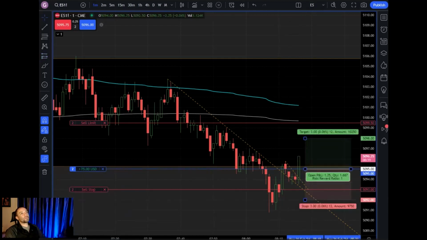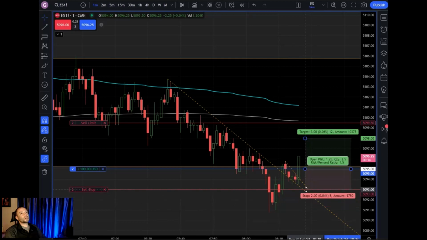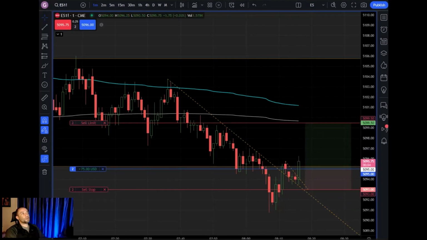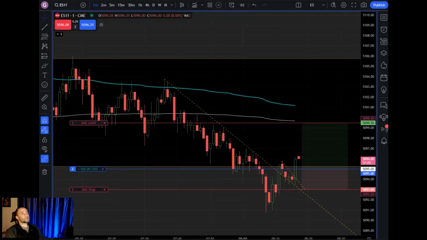So I'm risking 2 points. You'll see me use the long position tool here, risking 2 points to make 4.5. So I should be making $450, risking $200, which is really good. Right off the bat, this trade looks like it's going to work out great. I got a really strong candle on that breakout from that bull flag.